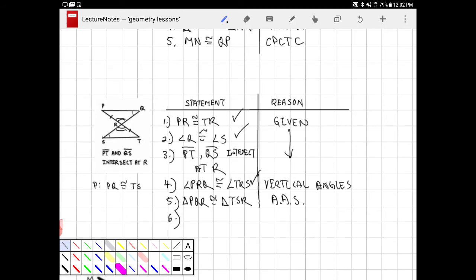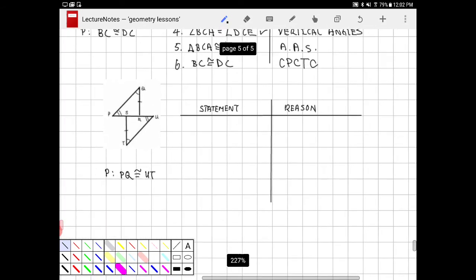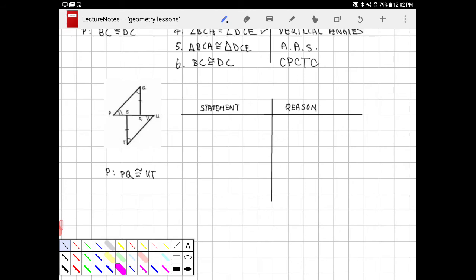For our sixth and final statement here, we can immediately jump to saying PQ is congruent to TS because the corresponding parts of congruent triangles are congruent. Let's take a look at the next one. For this diagram, let's pause the video for a moment and see if you can figure this out on your own.